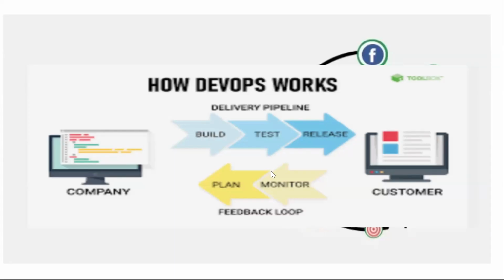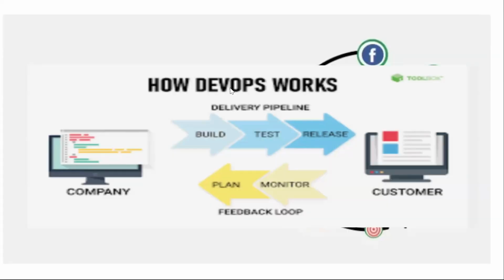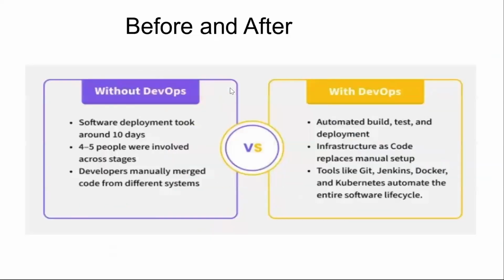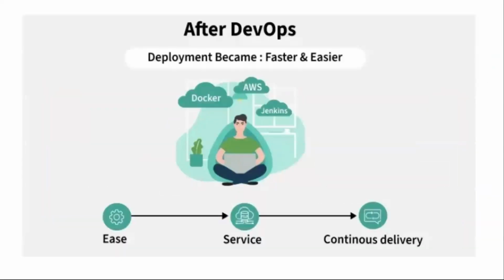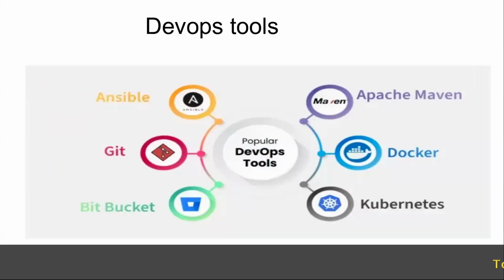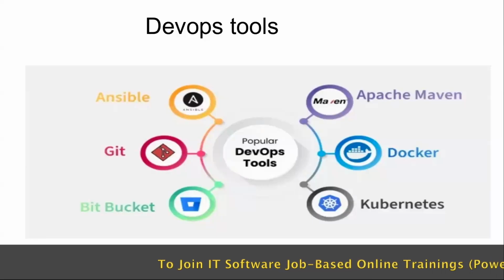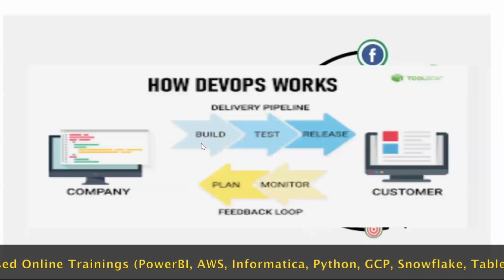So this becomes important. Till now we saw about different tools. We saw why we need DevOps. Before DevOps, they were independently working. After DevOps, deployment became faster and easier. And next, we saw the tools used in DevOps. Then comes how DevOps actually works.